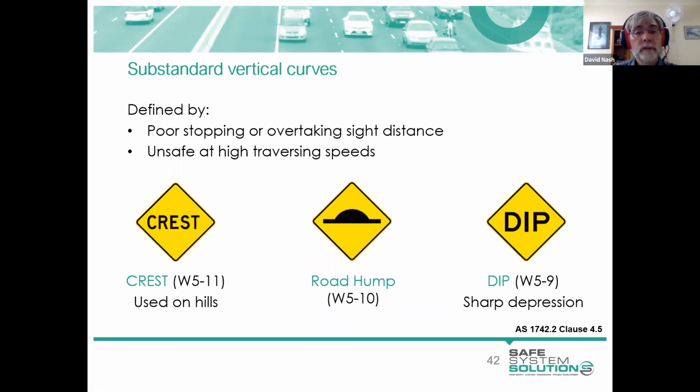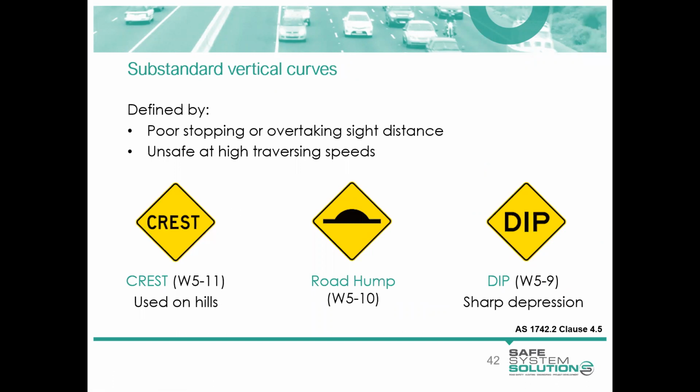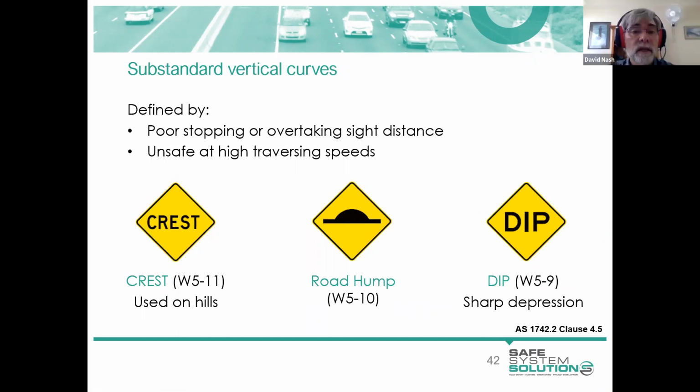Substandard vertical curves, so crest, where it's a long crest with difficulties for stopping sight distance or overtaking sight distance, and if there's unsafe or high speeds. The road hump sign, of course, is reserved for road humps and really should be located at every road hump to warn the driver that it's there. And dip is not used very often, but if there's a sharp depression in the road, then that's the sign to use.